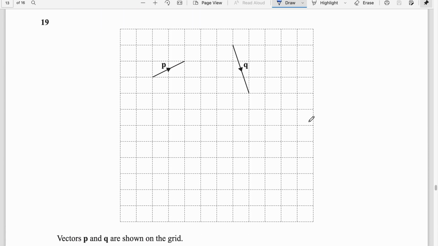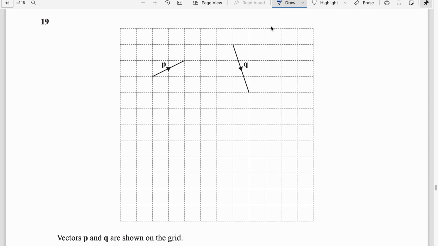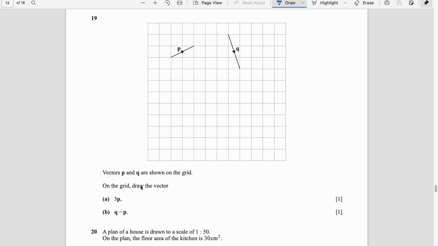Question number 19. Vectors. And let us zoom out. Vectors p and q are shown on the grid. On the grid, draw the vector 3p. So you see this p right here. Use the same grid and draw it anywhere on the grid. This is 1p. This is another p. This is another p. So this full length is 3p. Make sure to keep it parallel and 2:1.